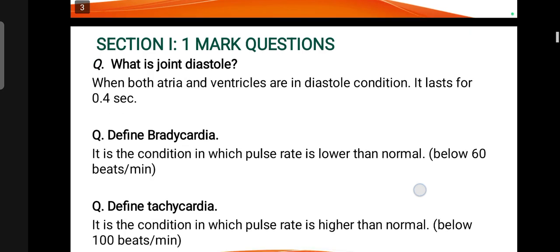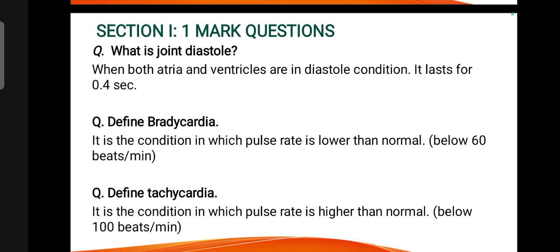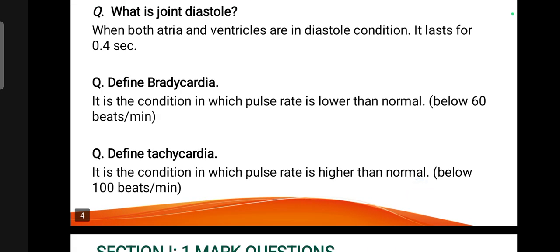What is joint diastole? When both atria and ventricles are in relaxed condition and it lasts for 0.4 seconds. This is called joint diastole. Define bradycardia. It is the condition in which pulse rate is lower than normal, that is below 60 beats per minute. Tachycardia. It is the condition in which pulse rate is higher than normal, that is above 100 beats per minute.